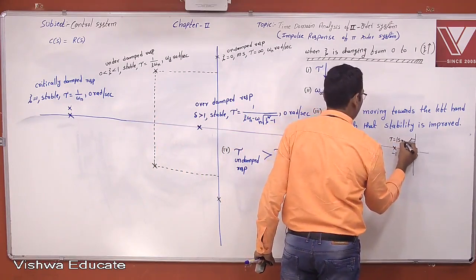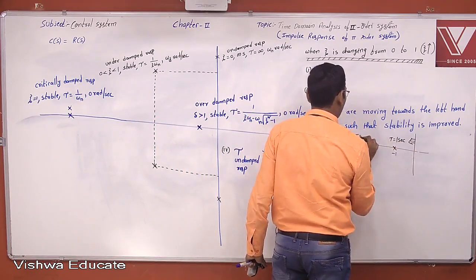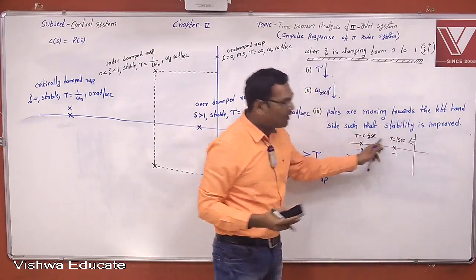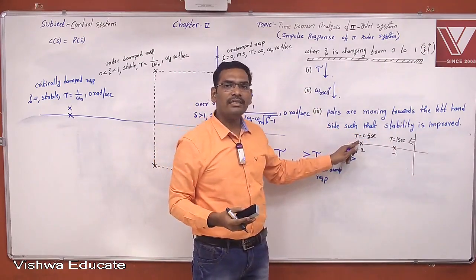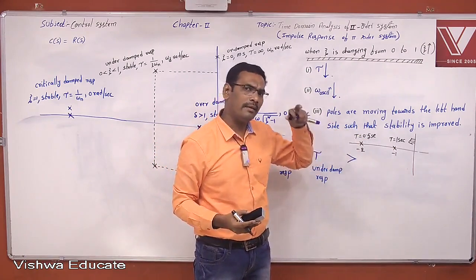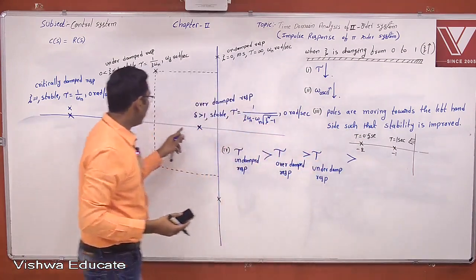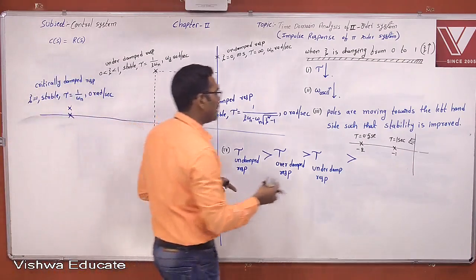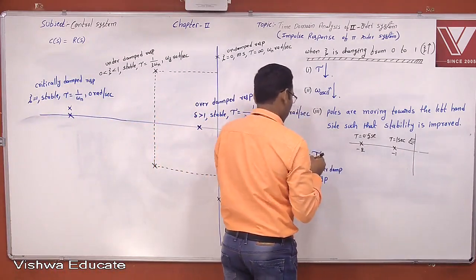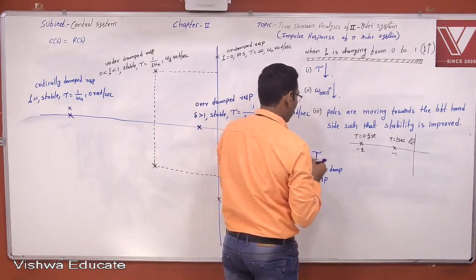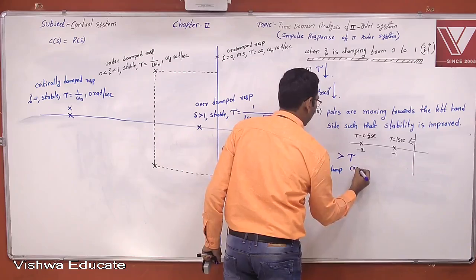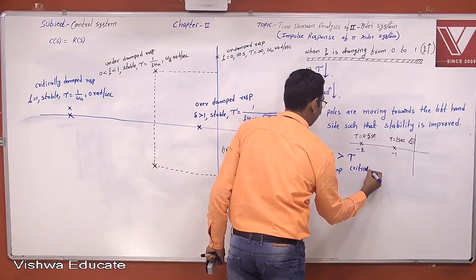This is 1 second, the time constant. This is 1/2, which means 0.5 second. Who is away from the origin, that fellow is having the least time constant, the minimum time constant. This fellow is far away from the origin, therefore this fellow is having the least time constant. Therefore, the time constant of the critically damped response.